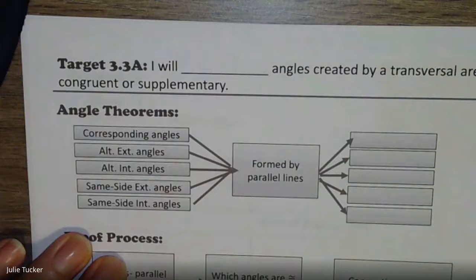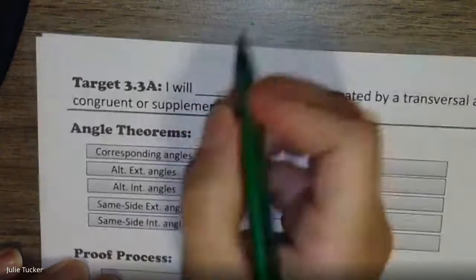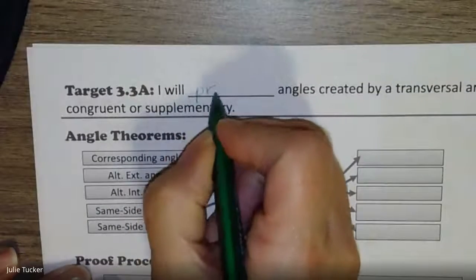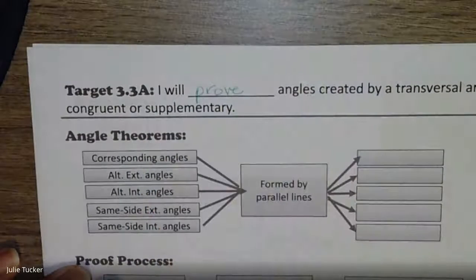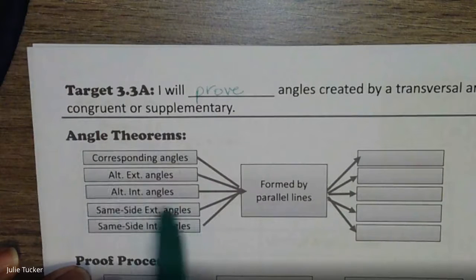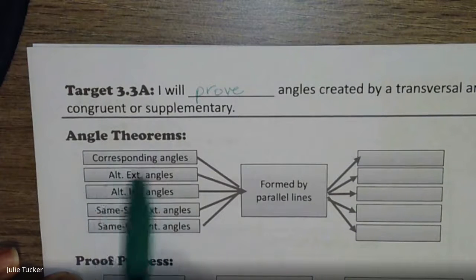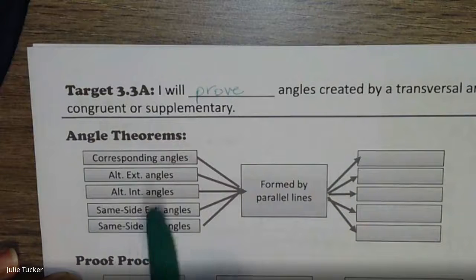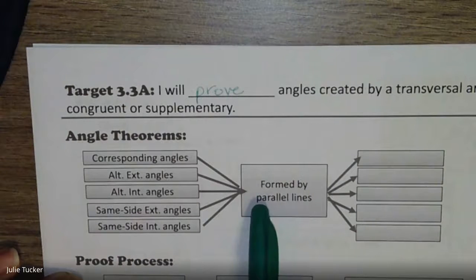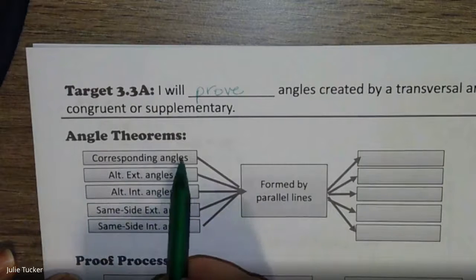Okay. So what we're going to do is we're going to do proofs. So up here, my learning target is we will prove that the angles are congruent or supplementary. So here are all the angle pairs that we've learned about that are created when a transversal crosses parallel lines. So if one of these pairs is created by some parallel lines, then there's some things that we know will be true. Corresponding angles will be congruent.